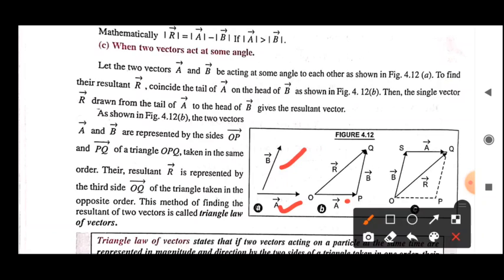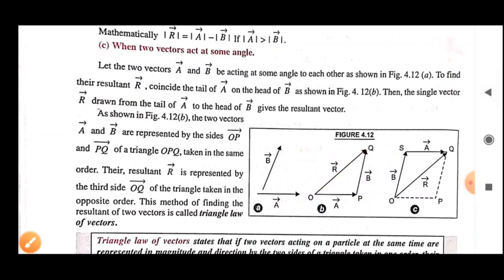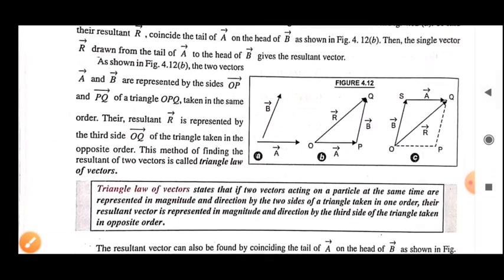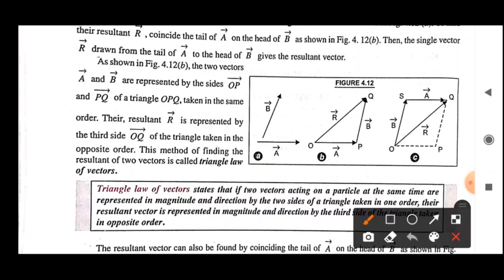First we write vector A, and the tail of vector B we have to put to the head of A, and that time we make the vector B. Now for the resultant, you just join tail to head of the second vector, then this will represent the resultant of this one. And another method to represent the resultant is that we can make a parallelogram.